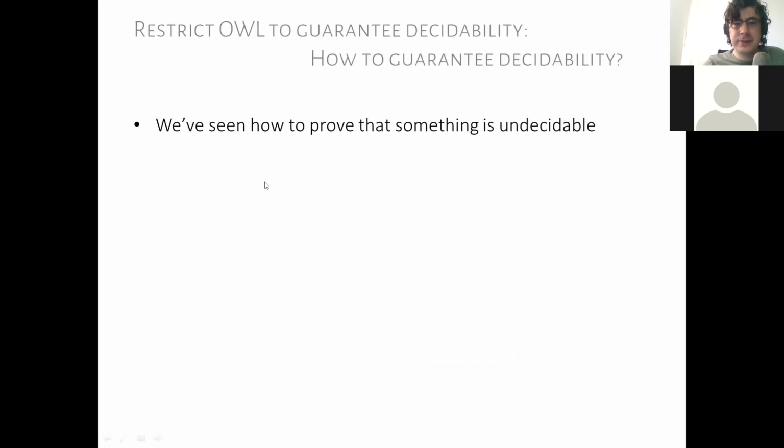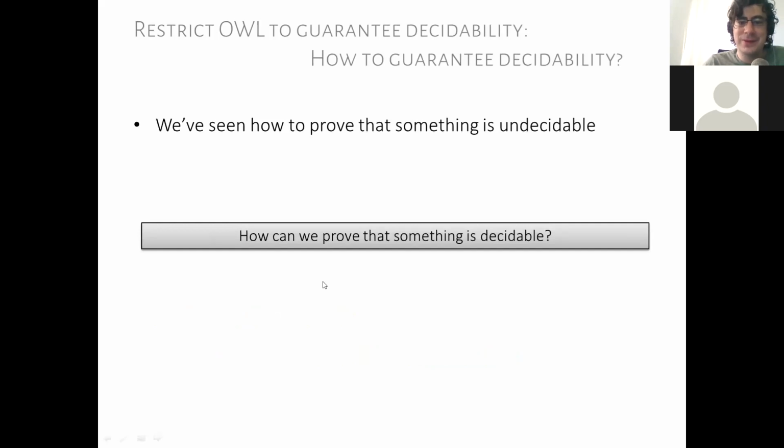So how could we go about restricting OWL to guarantee decidability? How do we know what features we need to turn off or to restrict? So we've seen one way to prove that something is undecidable, which would be a reduction from, for example, an undecidable problem like the halting problem or domino tiling problem to our problem. In reverse, how can we prove that something is decidable?